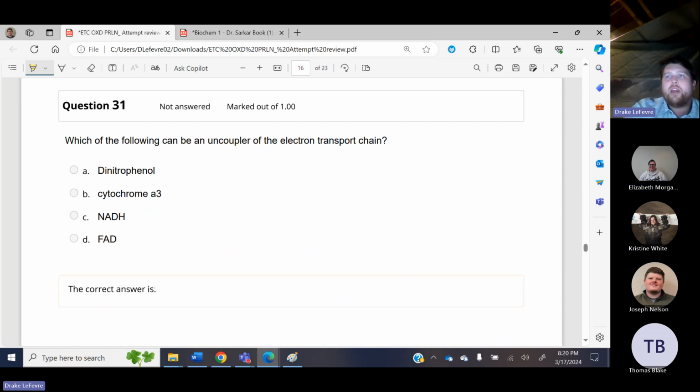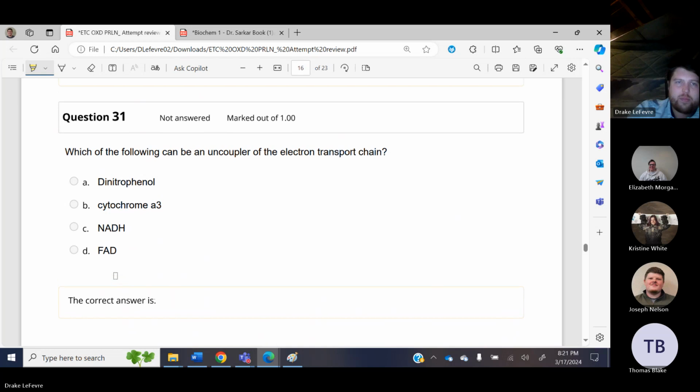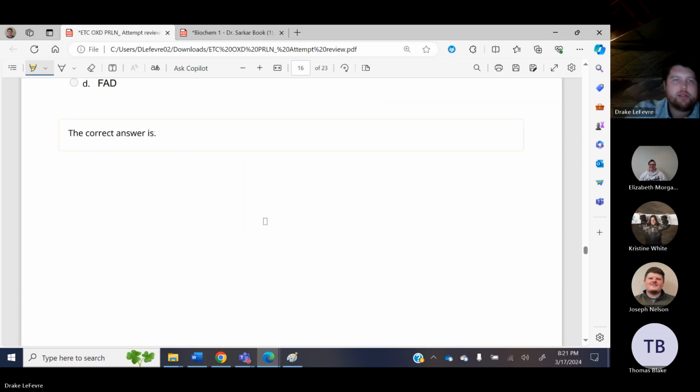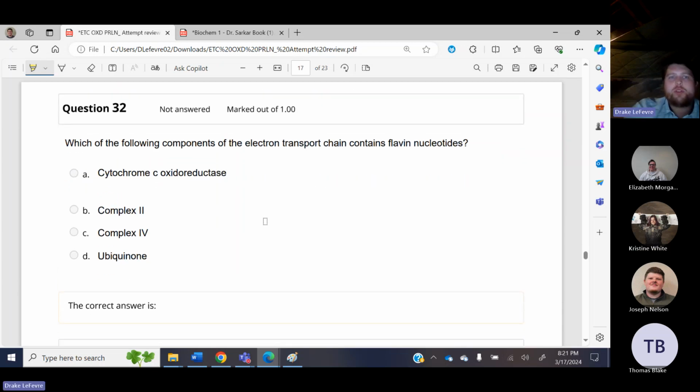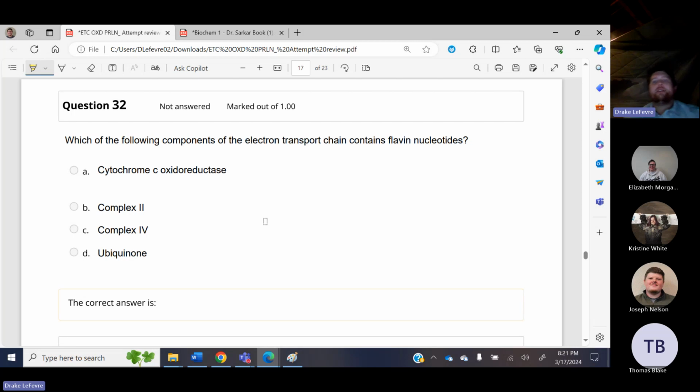Which of the following can be an uncoupler of the electron transport chain? Diphenyl. Yep. Which of the following components of the electron transport chain contains flavin nucleotides? I think when we talk about flavin, right?